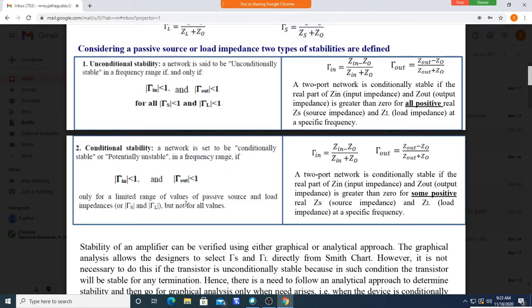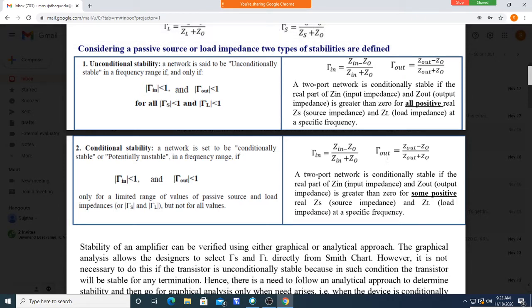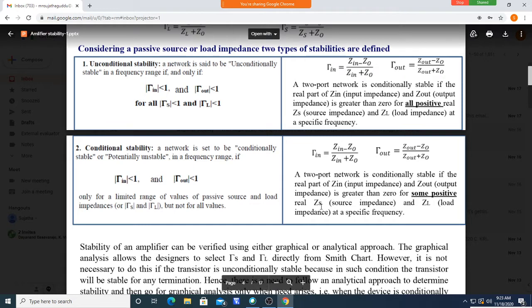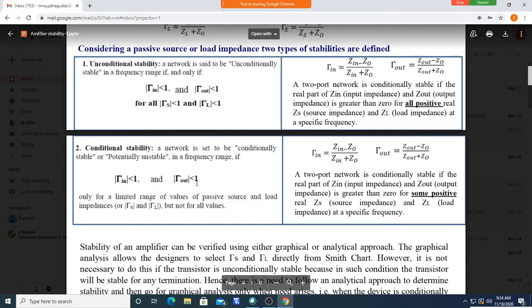Conditional stability means not for all values. Some positive real values of ZS and ZL give the Γin and Γout lesser than 1. But some values of ZS and ZL may give a Γin and Γout greater than 1. Not all values of ZS and ZL give the Γin and Γout lesser than 1. Only a few values give Γin and Γout lesser than 1.